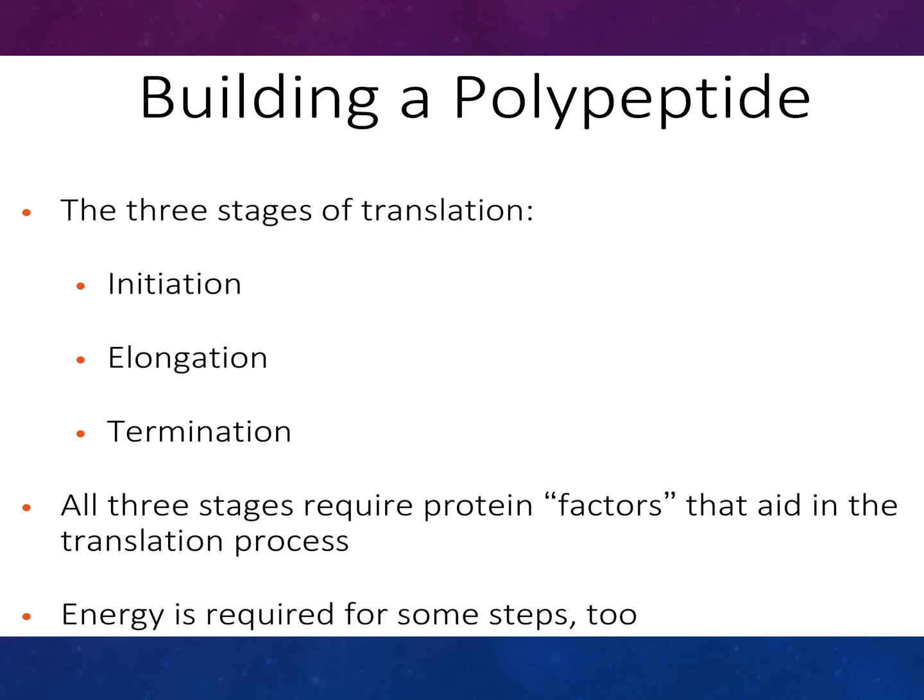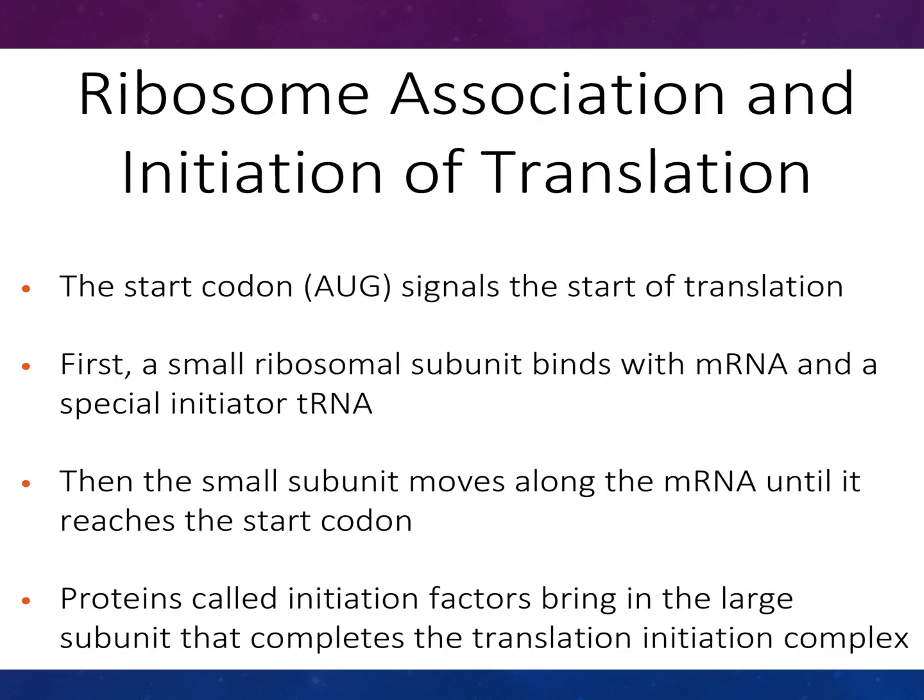So building a polypeptide has 3 stages: initiation, elongation, termination. These all require protein factors in the translation process. Energy is also required for some steps. So the first step, initiation: the AUG codon, which codes for methionine, signals the start of translation.